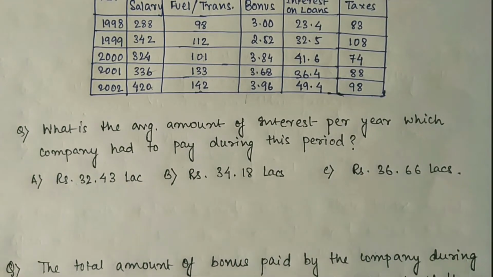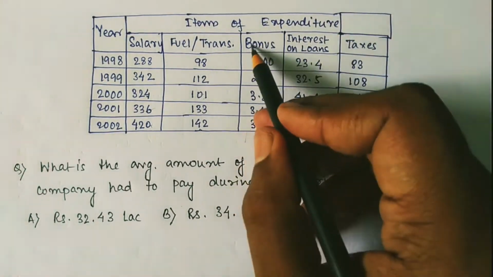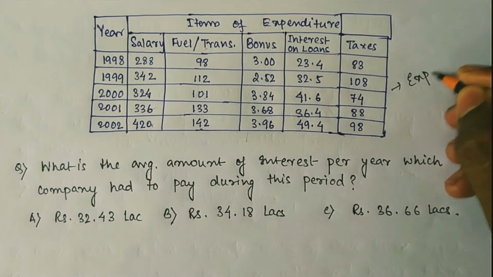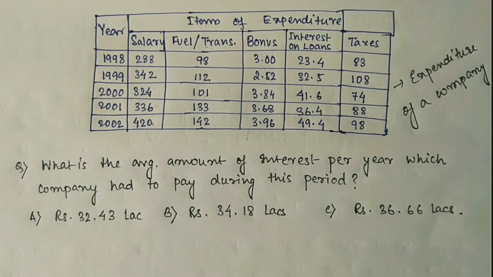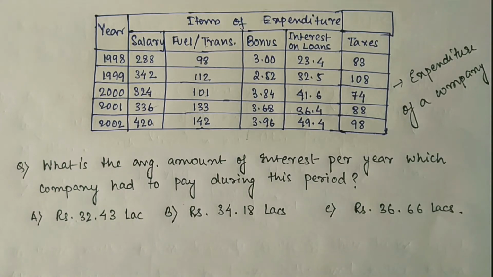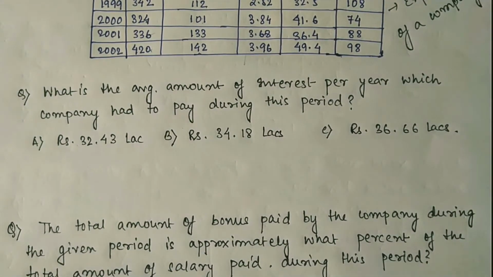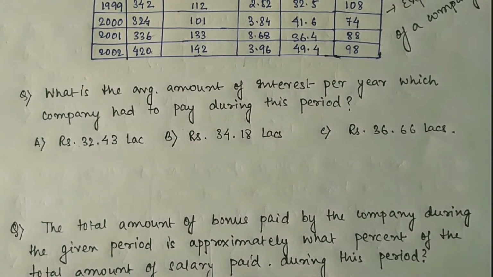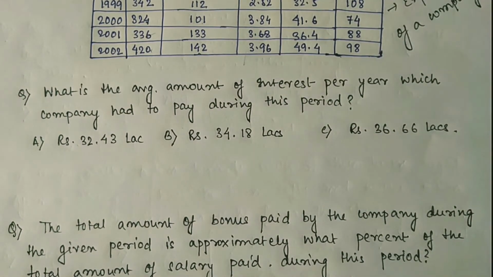Here, as you see, among the items of expenditure, interest on loans has to be paid, bonus has to be paid, salary has to be paid, fuel and transport has to be paid. So this is a table chart of the expenditure of a company. Everything has to be paid: taxes, fuel, transport, bonus, interest on loans, salary, etc. Now we will see how to find the average amount of interest per year which the company had to pay during this period, 1998 to 2002.